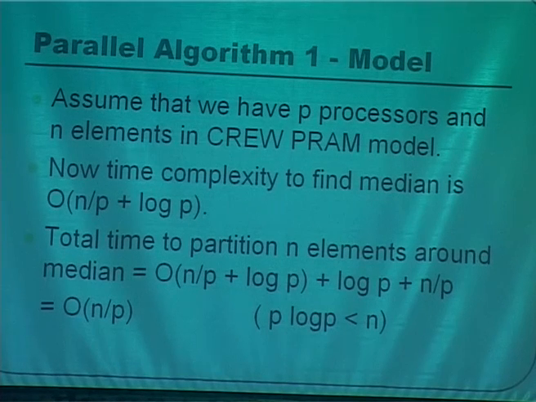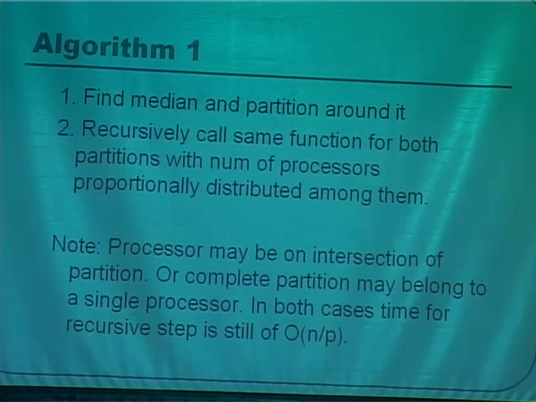Doing the summation takes log p time, so it will require order n by p time, given that p log p is less than n. That's the condition. Now the algorithm is quite simple. Find the median and partition around it, and recursively call the same function for both partitions, with the number of processors distributed among them. If a processor is before the partition, it belongs to the part before it. If a processor is on the intersection, it has to do the work of both this partition and the other partition.